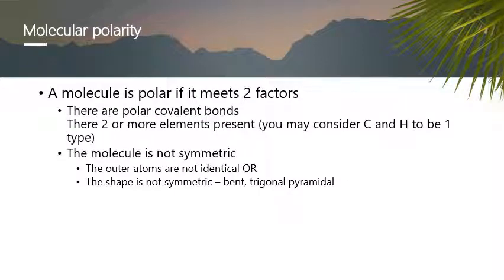So what do you mean by dipoles will cancel out? Well, another way to look at it is whether the molecule is symmetric. The molecule is not symmetric if the outer atoms are not identical. Or the shape is not symmetric. Now what shapes are not symmetric? Bent and trigonal pyramidal for your level.